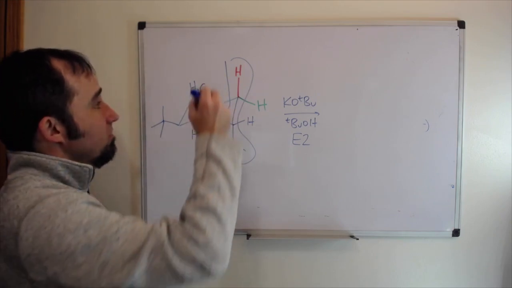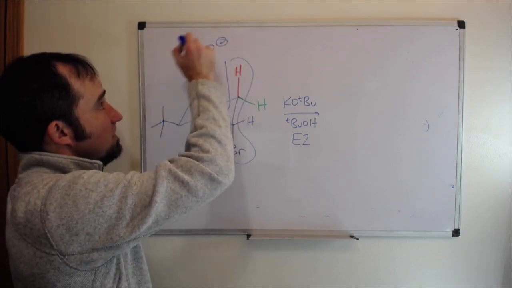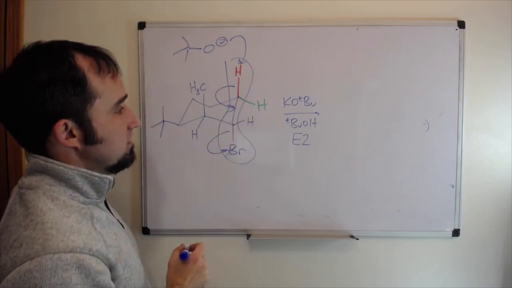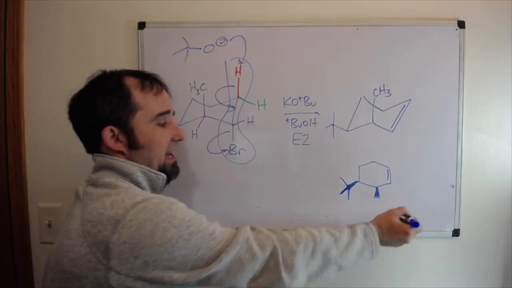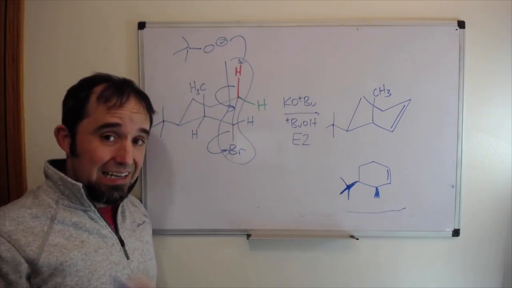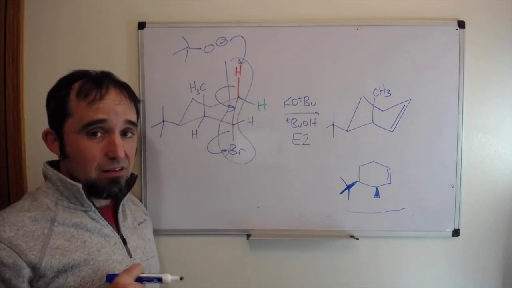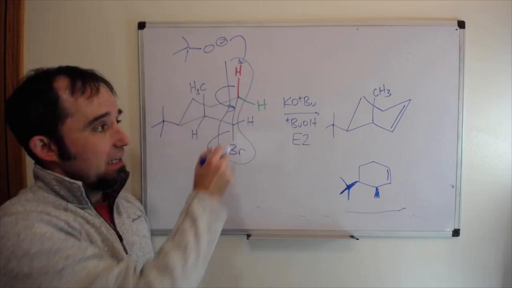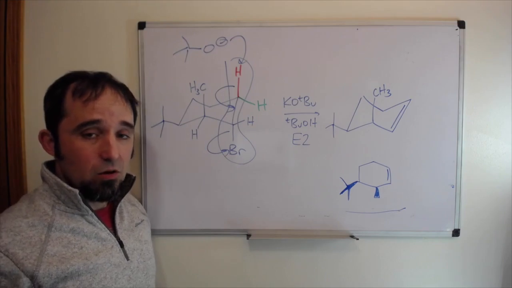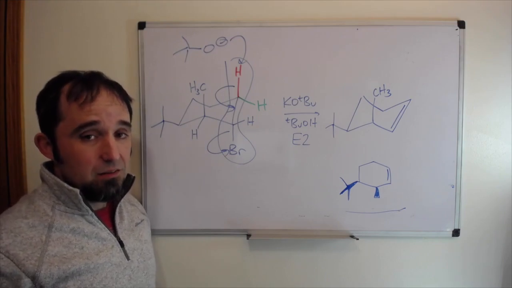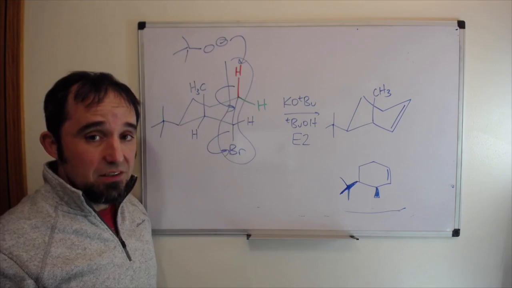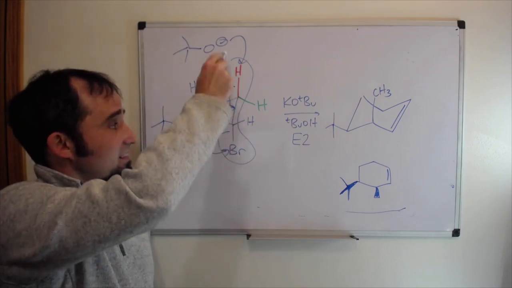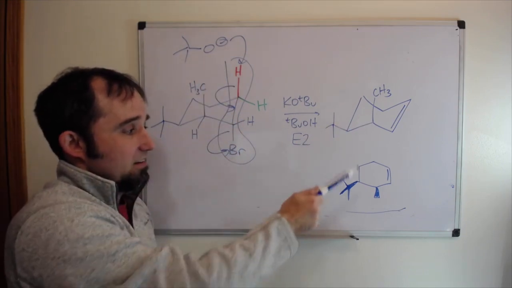Okay, so I know that my base is going to come in from this direction, take this proton, push electrons, push electrons. So I know I'm going to get this alkene product. Again, not the most stable product I could have gotten. If my double bond would have been going to the other side, it would be more substituted and therefore more stable. But I need to be able to adopt the right geometry to do the reaction. And the right geometry I can only get to give me this elimination, that product.